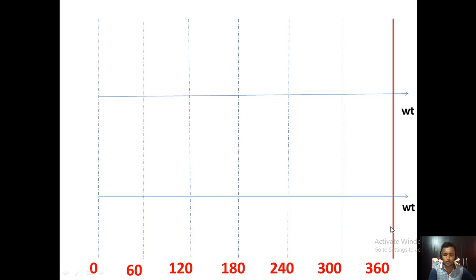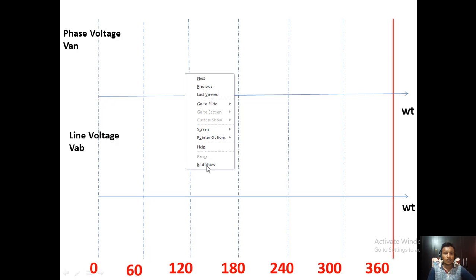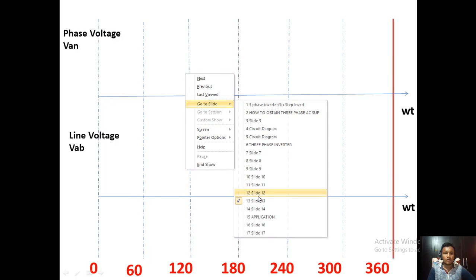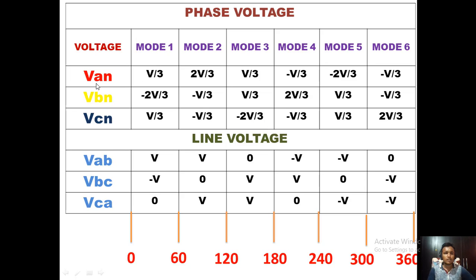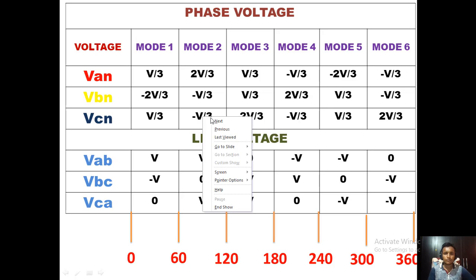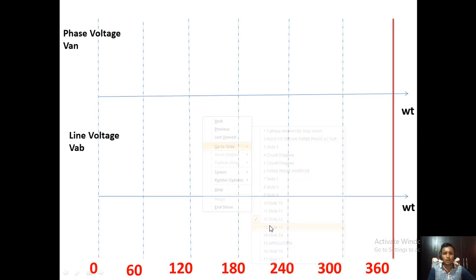So we first draw the waveform graphs from 0 to 360 degrees, and that is the phase voltage VAN, then that is the line voltage VAB. In the first mode, 0 to 60 degrees, we know that VAN is equal to V by 3 and VAB is equal to V. So we draw VAN equal to V by 3 and VAB equal to V. Okay, we have drawn V, that is a positive V.